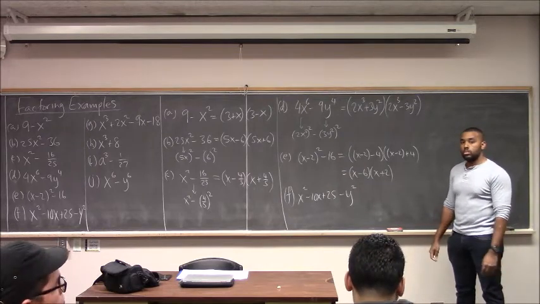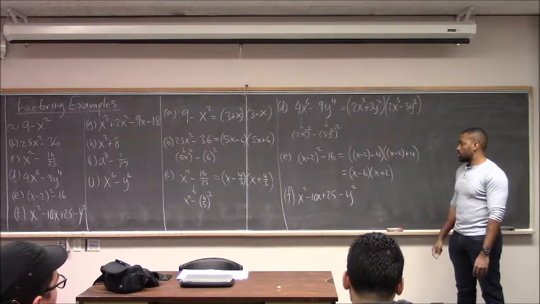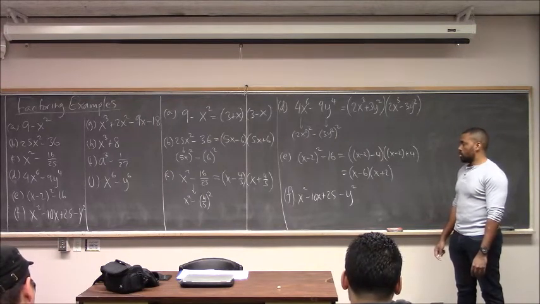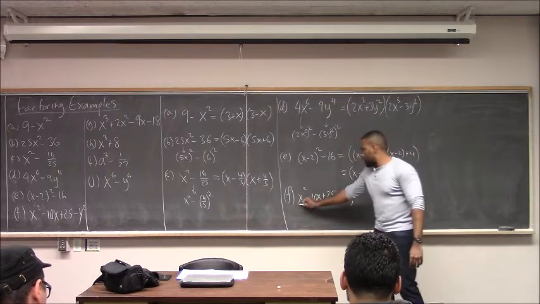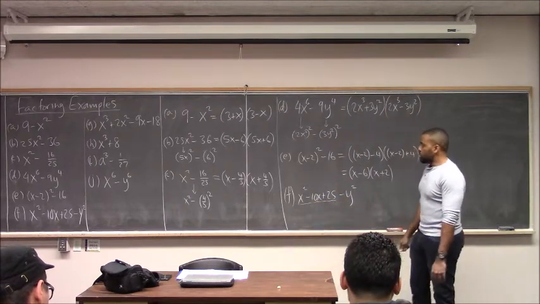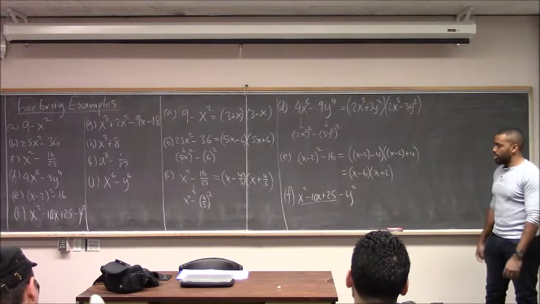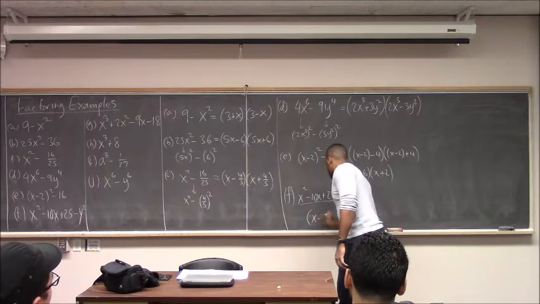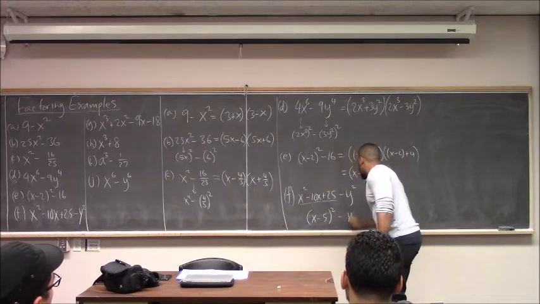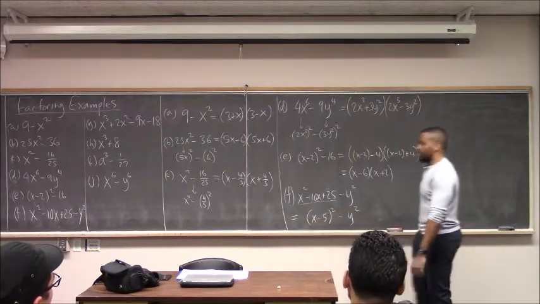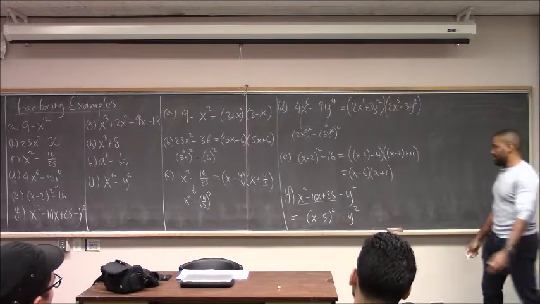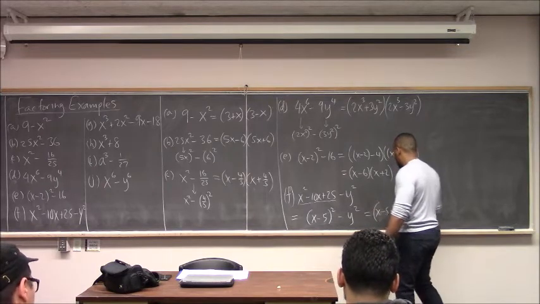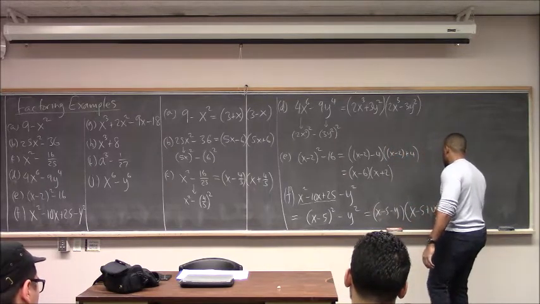So then it would be x minus 5 times x minus 5 to start. So you want to factor this part here? Would you say x minus 5 times x minus 5? Is there another way to write that? x minus 5 squared. So this is actually x minus 5 all squared. Now, difference of squares. So it's x minus 5 minus y times x minus 5 plus y.